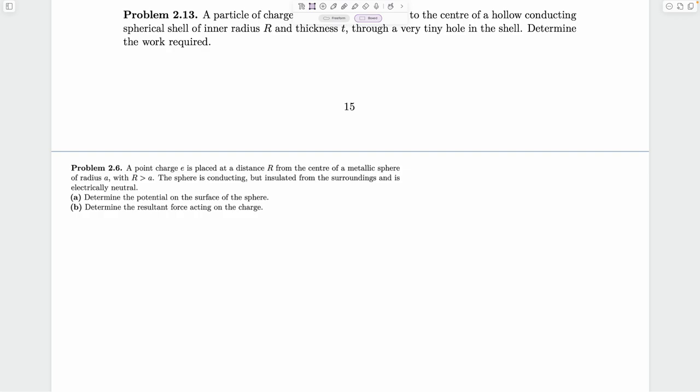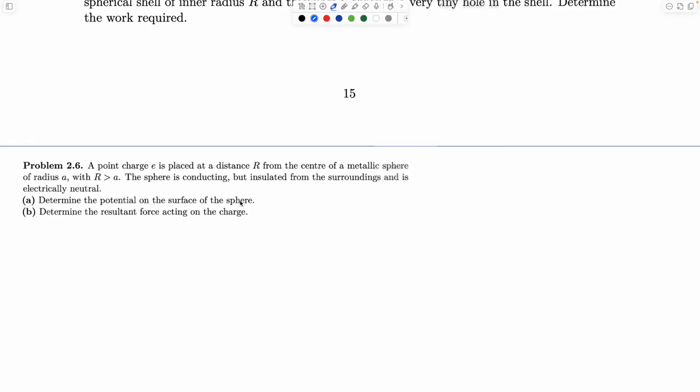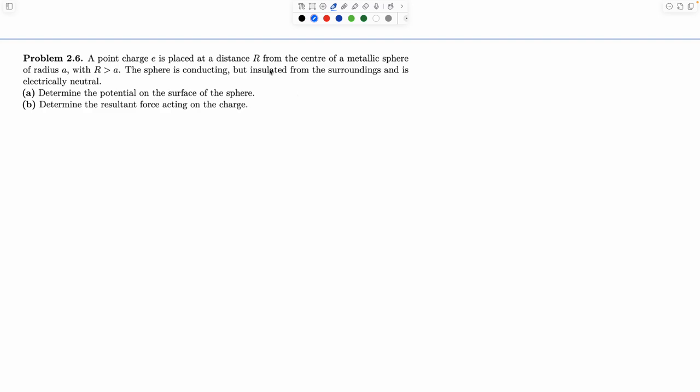Okay, so for 2.6, at first glance, it might look like just a matter of images, until you notice that the setup is slightly different. Instead of a grounded sphere, you actually have a conducting and insulated sphere, insulated from the surroundings. If you want to determine the potential on the surface of the sphere, you still need to use image charges, but with a bit of a modification.